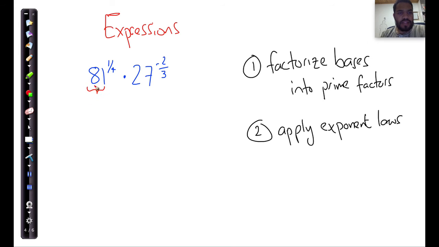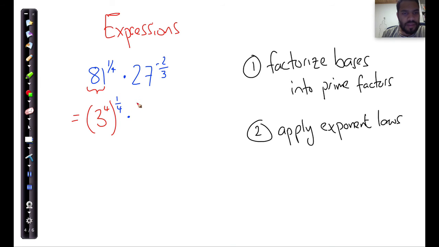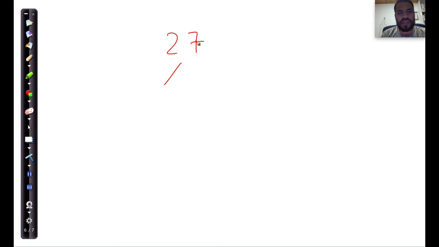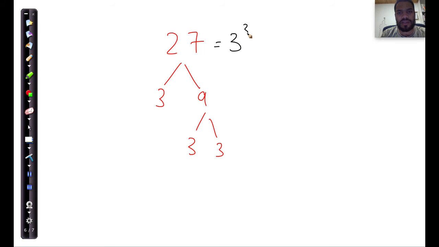Now I say that this is equal to 3 to the power of 4, raised to the power of 1/4, which is outside, multiplied by 27, and I simplify 27 into its prime factors as well. Can 2 go in there? No, so I go to the next prime factor, 3. 3 times what is 9? 3 times 3 gives me this, and I stop because this is prime. Therefore 27 is exactly the same as 3 to the power of 3.